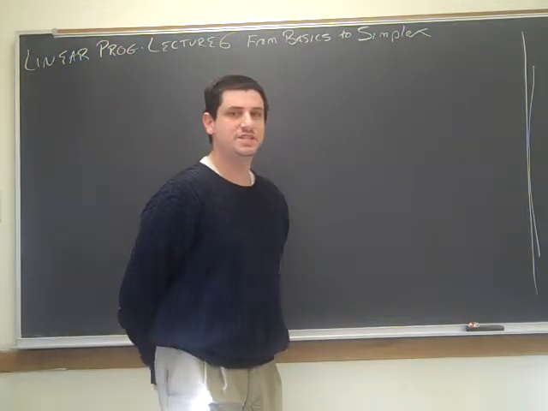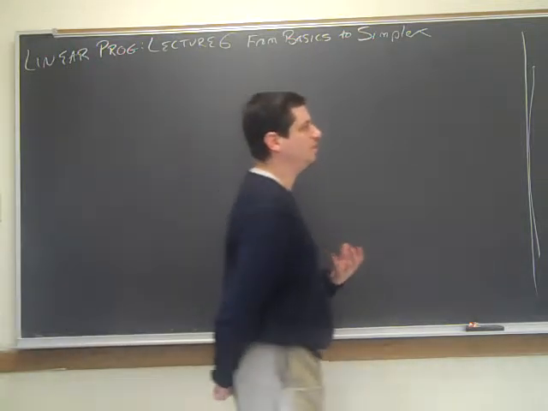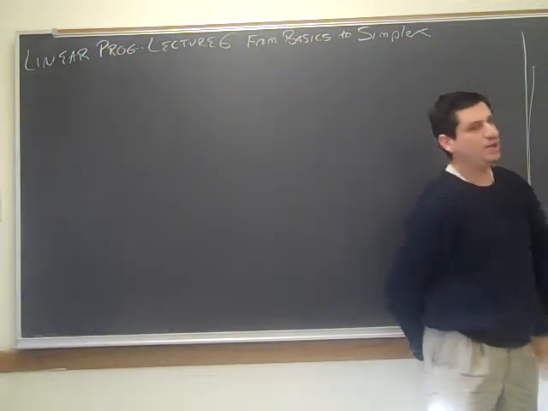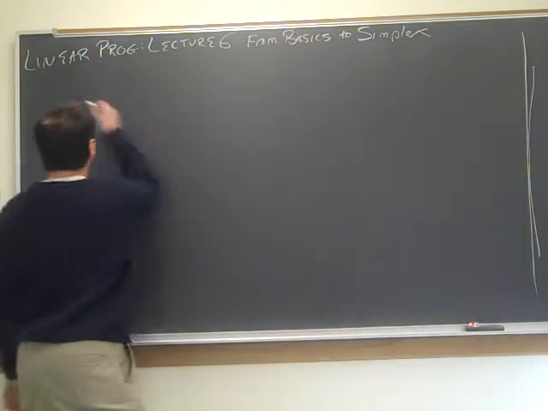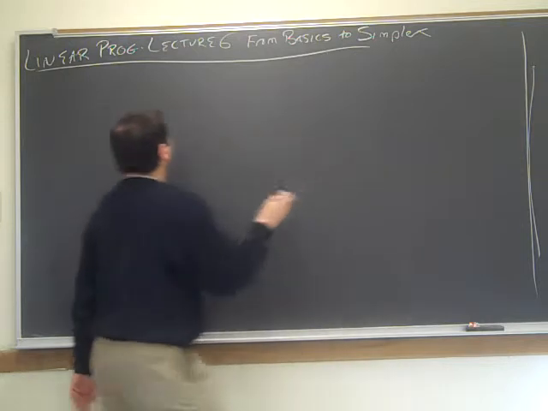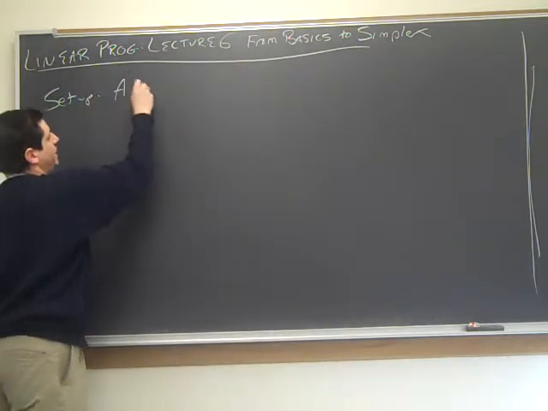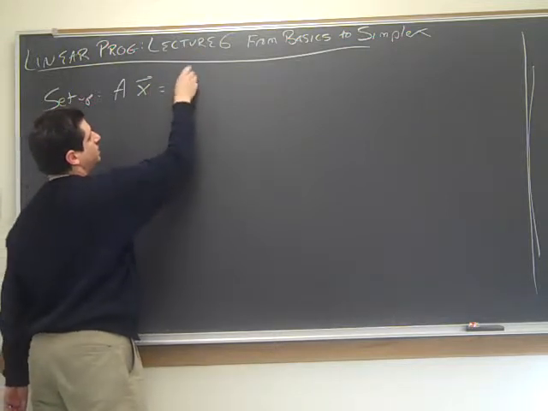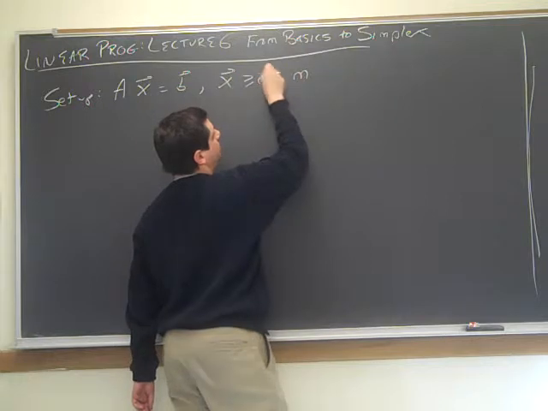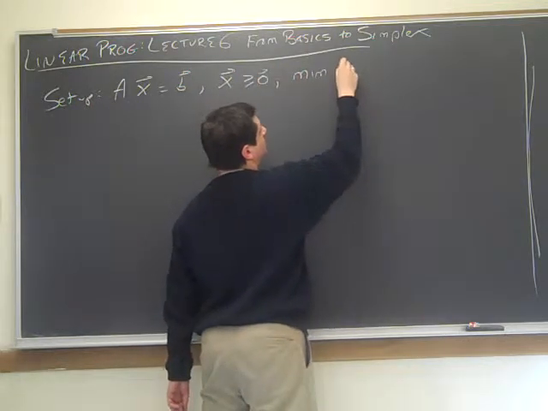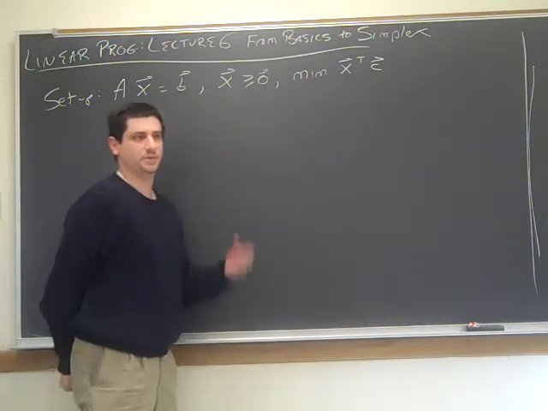So before we can get into the simplex method, which actually shows us how we can solve certain linear programming problems, I want to just quickly review again the definition of a basic feasible solution and a basic optimal solution. So remember, what is our framework? So the setup is we have AX equals B, X greater than or equal to 0, and we want to minimize X transpose C. So this is the setup.